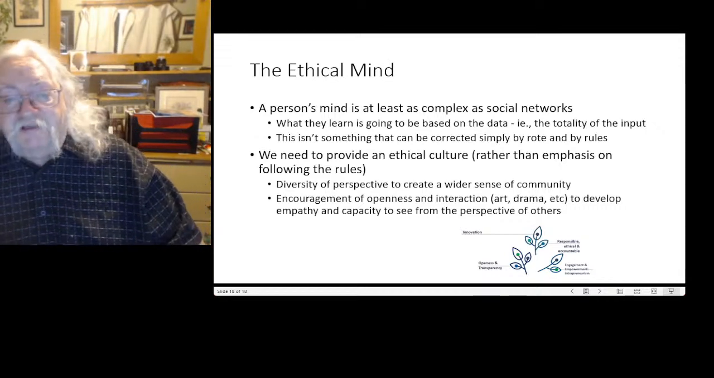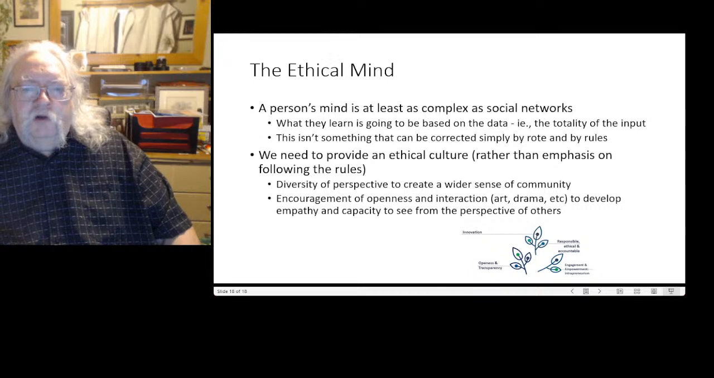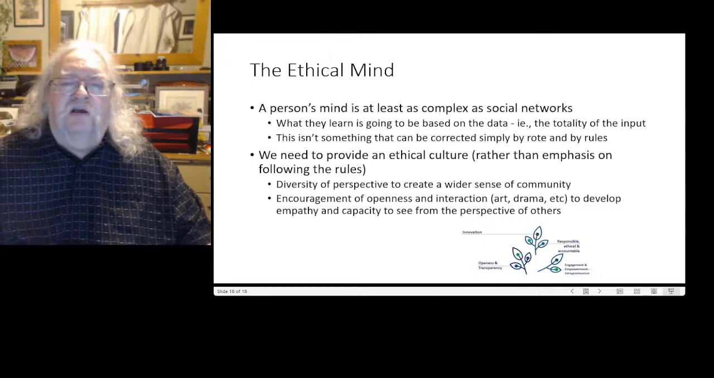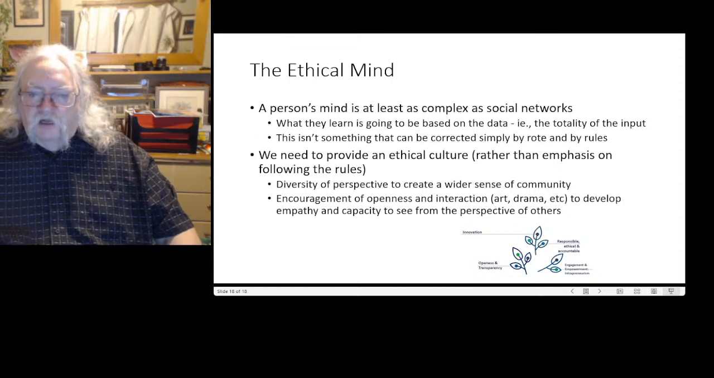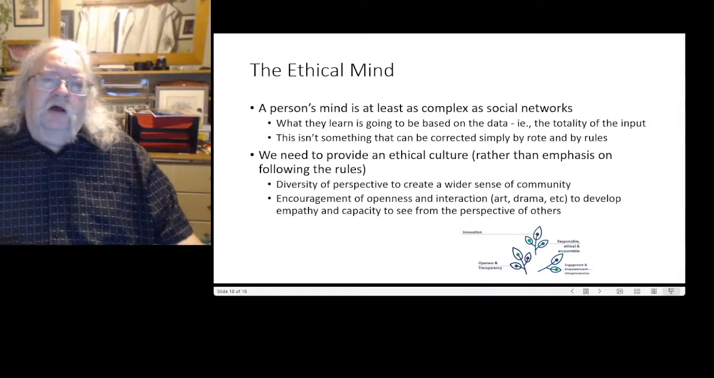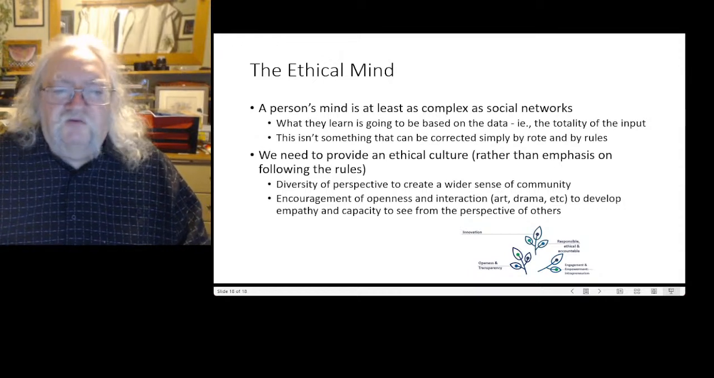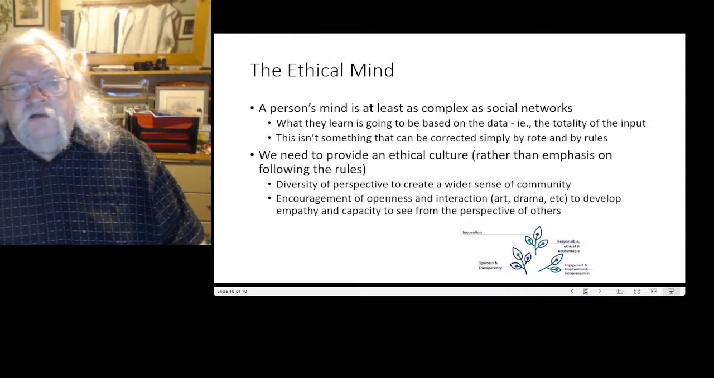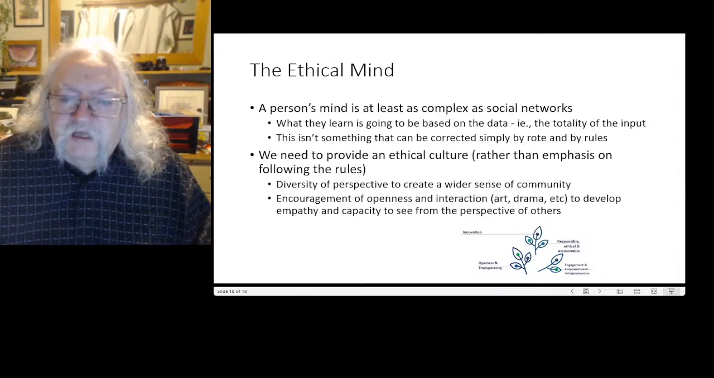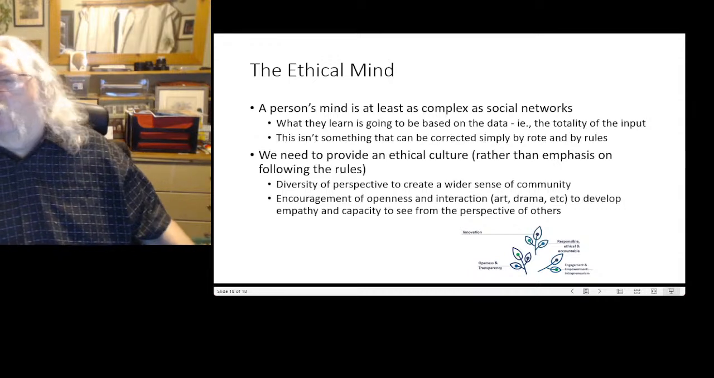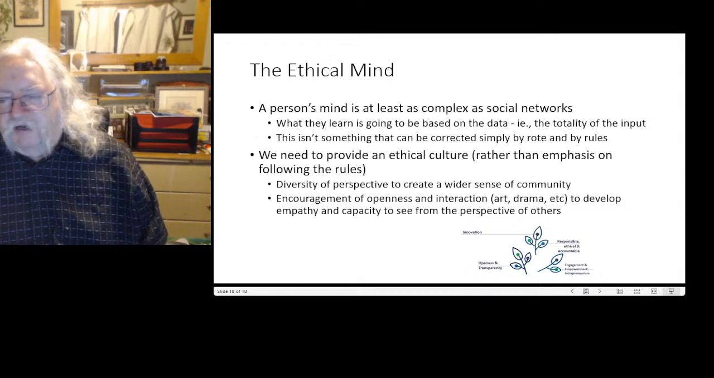go through more experiences. So, if we want to develop an ethical mind, we need to do something like provide an ethical culture, because that's what's creating the ethical mind. What does that mean? Well, that's where a lot of the feminist ethics and the duty of care comes in and is really useful for our purposes. For example, developing a diversity of perspective to create a wider sense of community, or, for example, encouragement of openness and interaction, art, drama, whatever, to develop empathy and a capacity to see from the perspective of others.